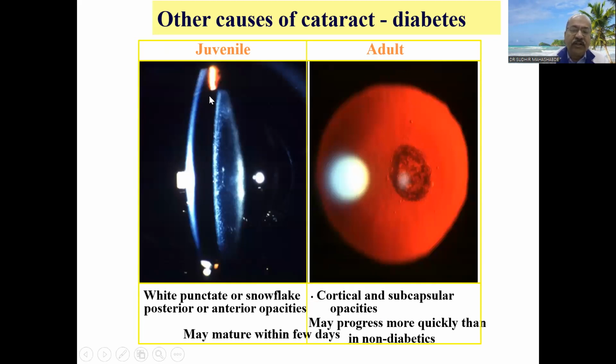In the early cataract, white punctate or snowflake anterior and posterior opacities are formed, and in the cortical and subcapsular opacities, they may progress, and depending on the location, they will affect the vision. So if the opacities are in the center, then the vision is affected even when the rest of the lens is transparent.